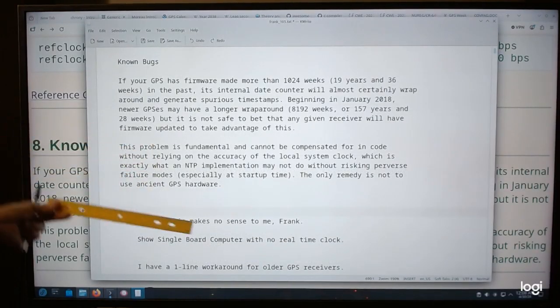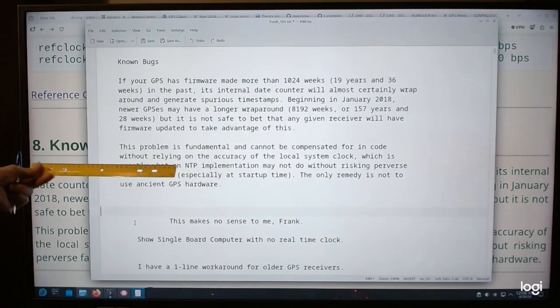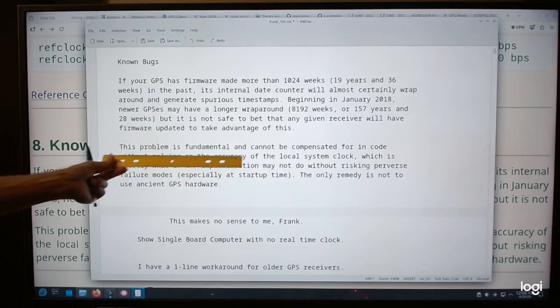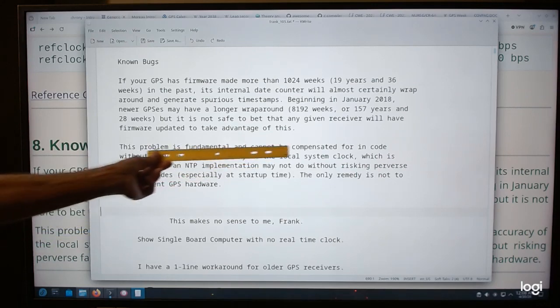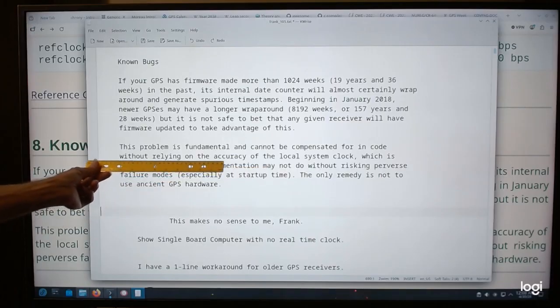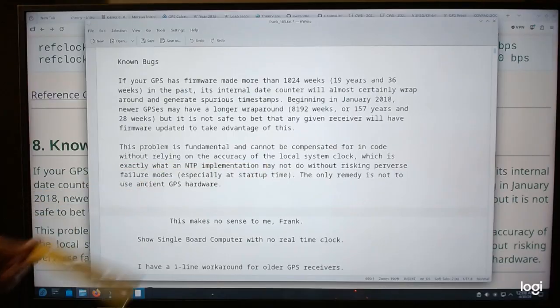This makes no sense to me. See right here, it says the problem is fundamental and cannot be compensated for in the code without relying on the accuracy of the local system clock.